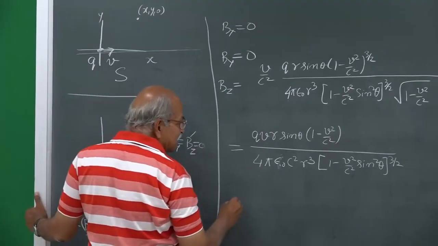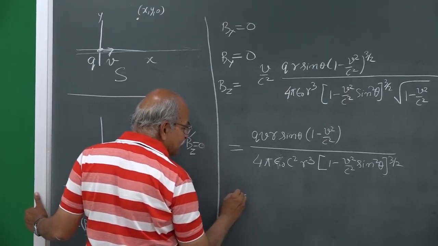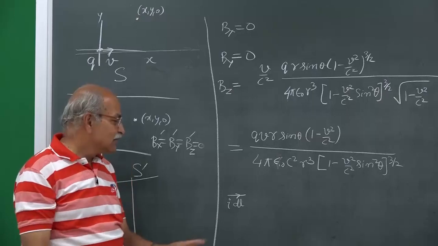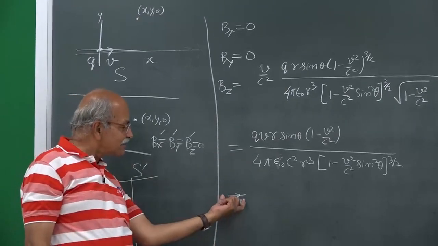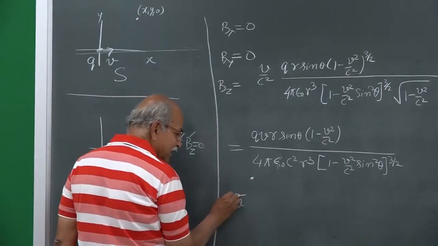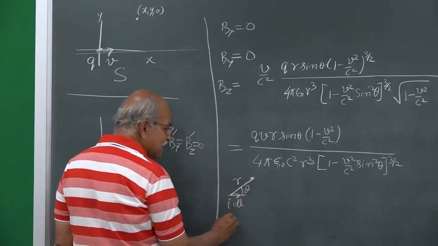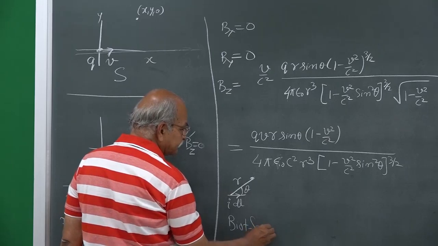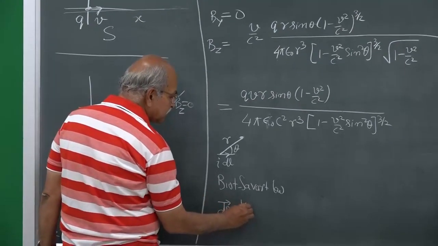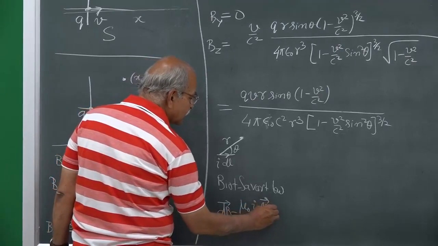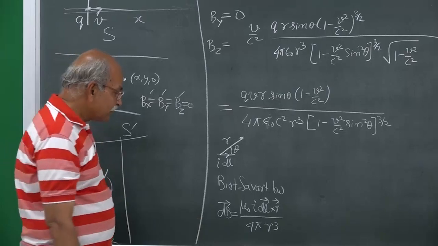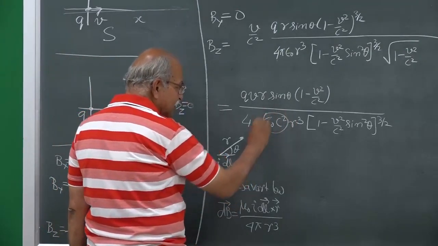And if you remember Biot-Savart law, because of a current element, if you have a current I and a small length dl, consider only this much, it is part of a bigger circuit. So you have a current in a circuit, and from there I take just a small part of length dl, and because of this part, what is the field here? If this is r distance and this is theta, then the Biot-Savart law is that dB is equal to mu naught I dl cross r divided by 4 pi r cube.